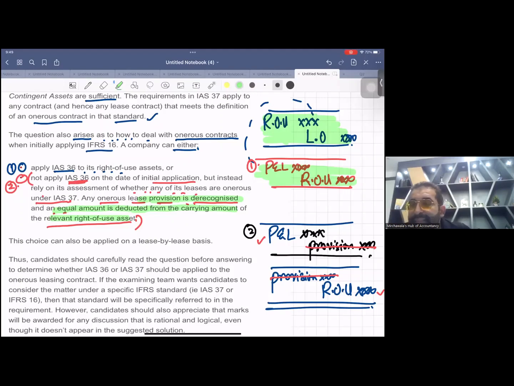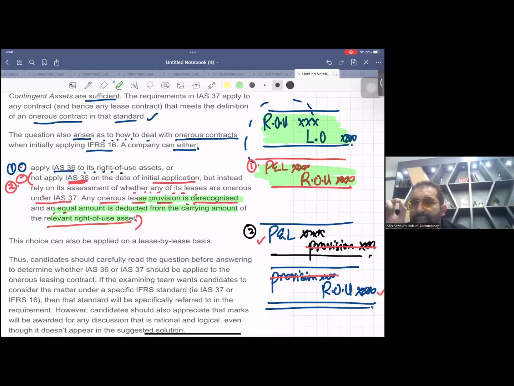See, in the second treatment, you are making two entries. First, P&L debit and provision credit, and then whatever provision you have created, you are going to cancel it in front of ROU. So technically, provision credit and provision debit will set off, and the remaining entry, P&L debit and ROU, will be left.